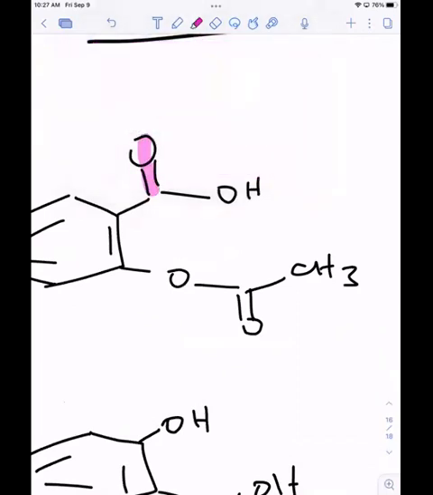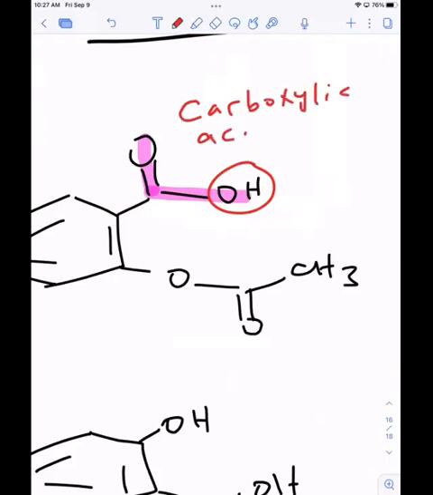carbon. So in this case, you have a hydroxyl group like this. This is called a, I think I told y'all this when we were doing lab the other day, it's called a carboxylic acid, right? Carboxylic acid. Those are very, very important functional groups, right?